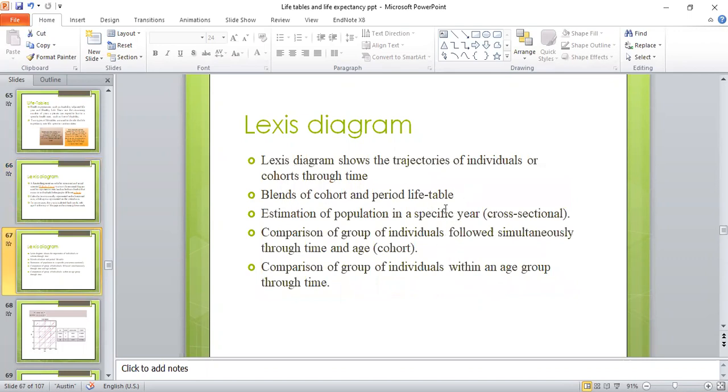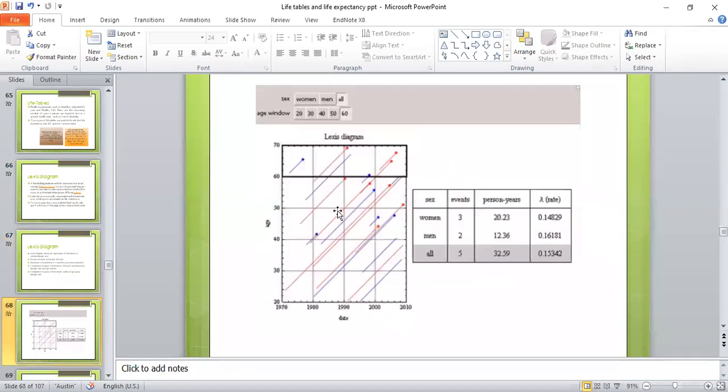It is a blend of cohort and period life tables. It shows the estimation for people in a specific year, which is cross-sectional, and also shows the comparison of groups of individuals followed simultaneously through time and age, which is the cohort. This is the Lexis diagram. The x-axis shows the date and the y-axis shows the age, and it is a blend of cohort and period life tables.